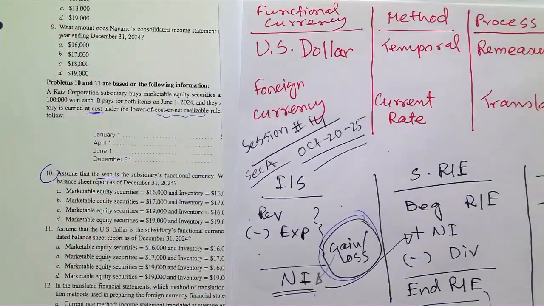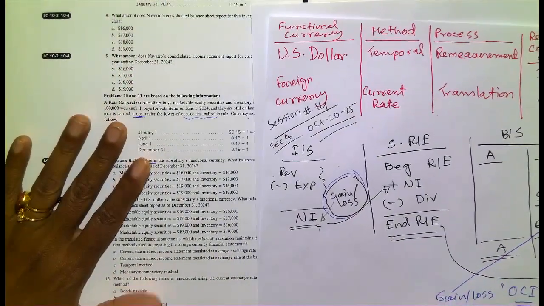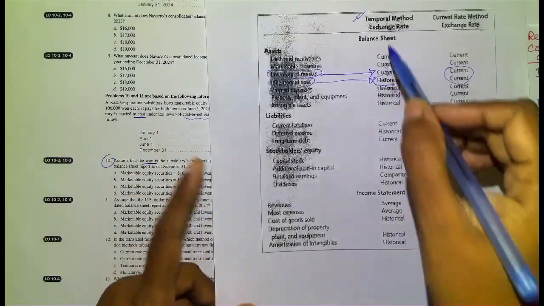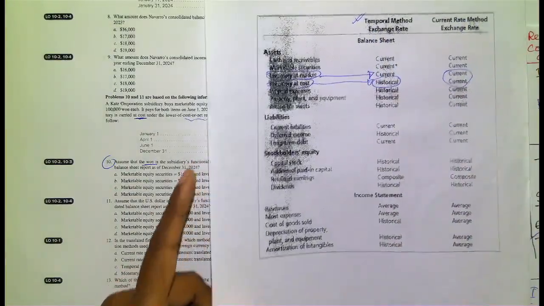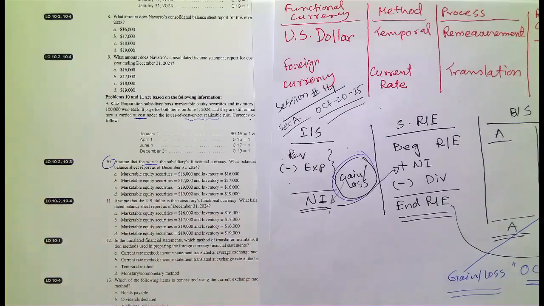So this table will help you decide what method. If you know the method, then you look at this cheat table and see what rate you have to use. Everything is given, all open notes. You just need to figure out what day. Current rate means what day I have to look. Historical rate means what day I have to look.